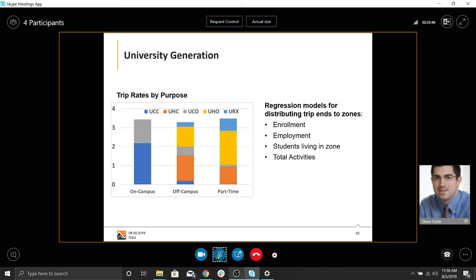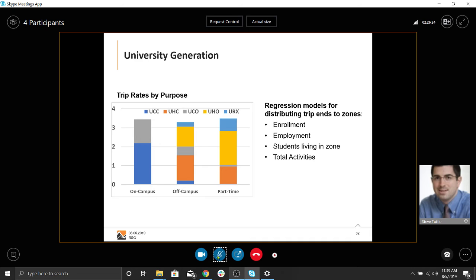and so external trips are kind of all down, get the off-campus and part-time student aggregate number of student trips, and we rely on trip rates, but then we need to allocate out the trip productions and attractions to the zones, and there are a series of regression models for doing that, and variables such as enrollment, employment, the number of students living in a zone, number of activities in the zone would get more trip ends.